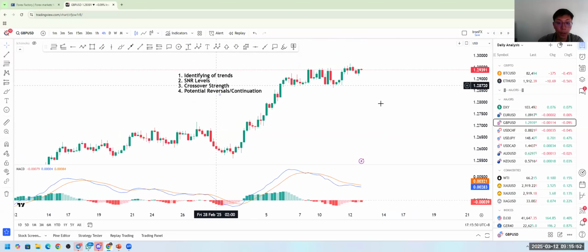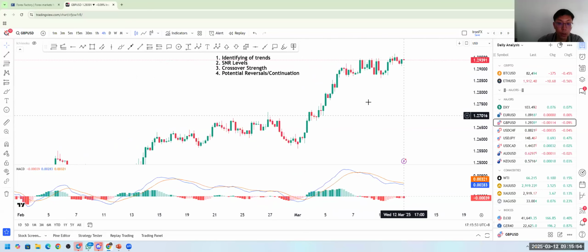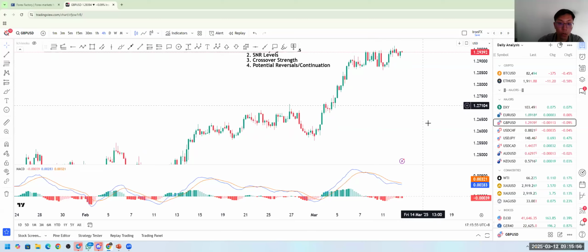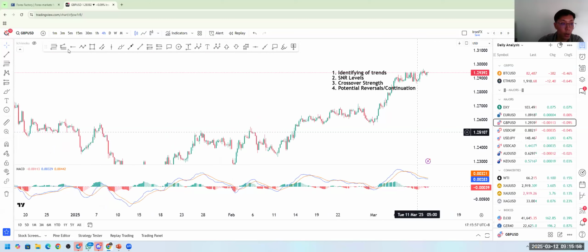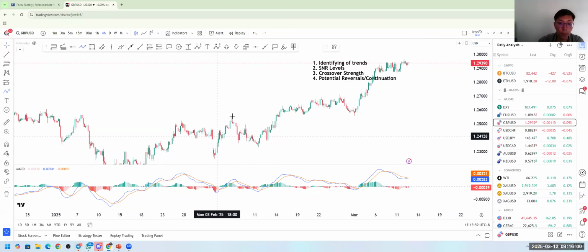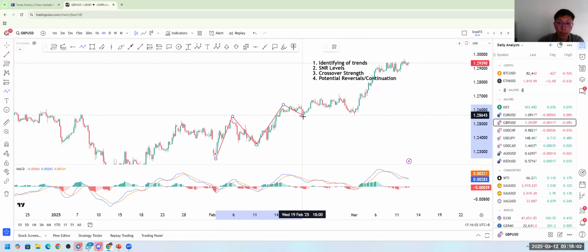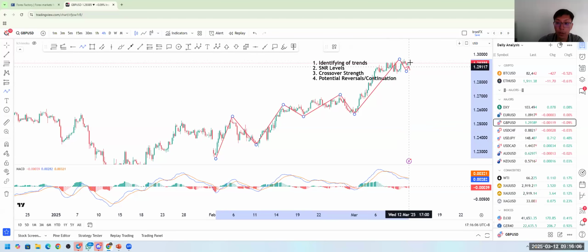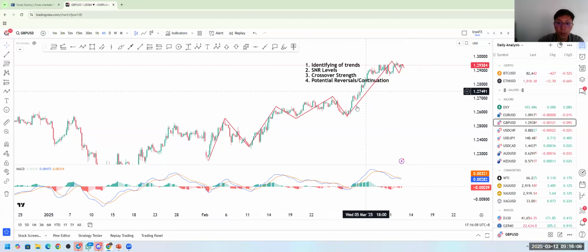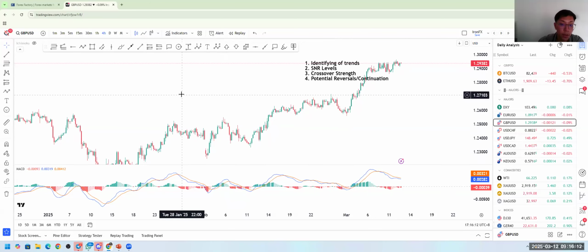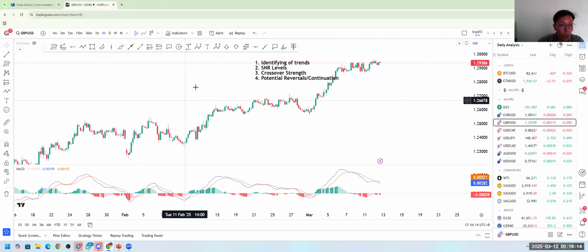Let's look at H4, right? The first thing that we will be looking at is the overall trend, right? Overall trend, we can see that it has been making higher highs, higher lows, higher highs, higher lows, higher highs, and now is consolidating, right? So we can identify that is a bullish trend. And what we want to do is stick to buys only, okay?